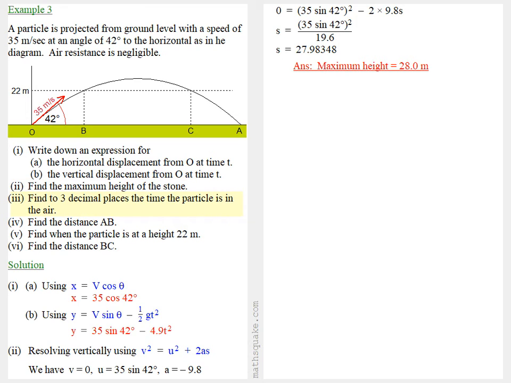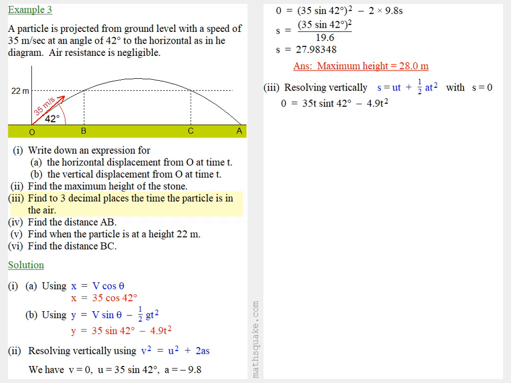Now in part 3 we're asked to find to 3 decimal places the time the particle is in the air. Well, to do this we can resolve vertically using s equals ut plus a half at squared with s equals 0. That is, we want to know when its height is again 0. In other words, it's just hit the ground. So 0 equals 35t sine 42 minus a half 9.8 times t squared, or minus 4.9 t squared.